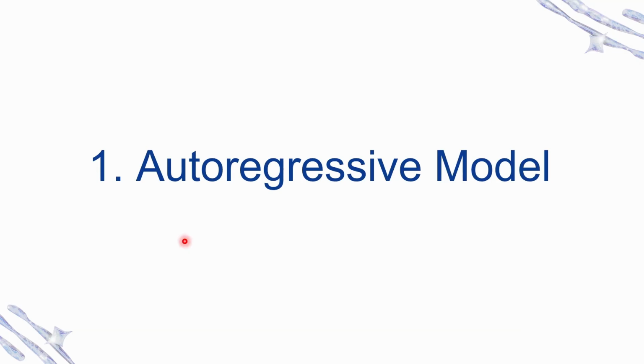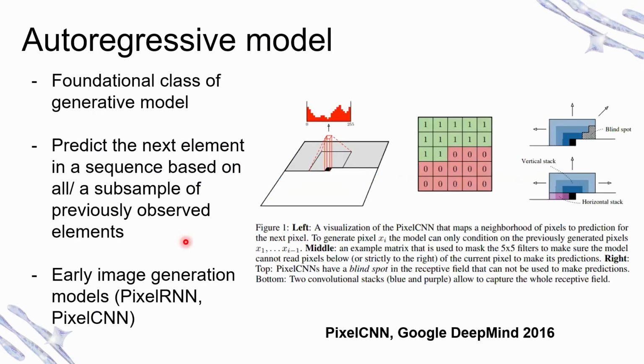So first off, I'll be going over autoregressive models. Autoregressive models are a foundational, early class, mostly used in text and not really in images. We try to predict the next element in a sequence based on all or a subsample of previously observed elements. This is the cornerstone of early image generation models. In 2016, Google DeepMind released two papers, PixelRNN and PixelCNN.